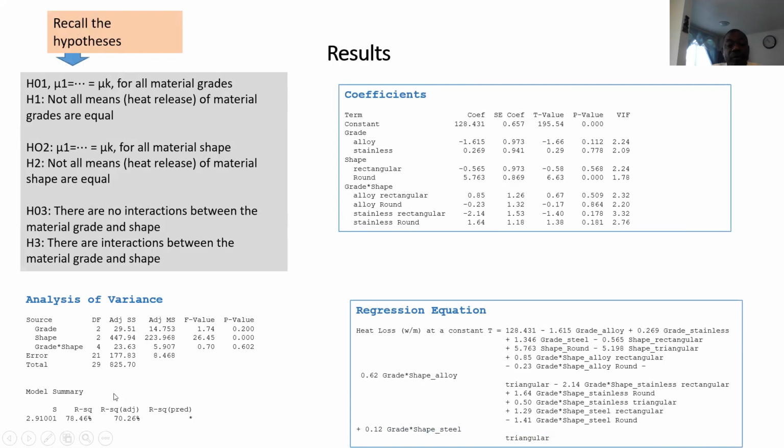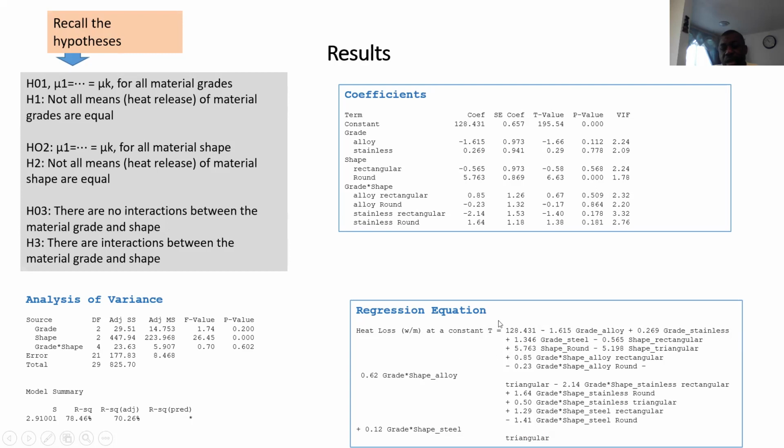We will interpret this later on the next slide. We have individual coefficients here where we can see the alloy, which has a high p-value, the stainless, the rectangular shape 0.56 in the last column. And then we have the alloy's interaction with the rectangular, which gives 0.509, and so on. So the grade and shape combination or interaction have provided no significance, statistically speaking.